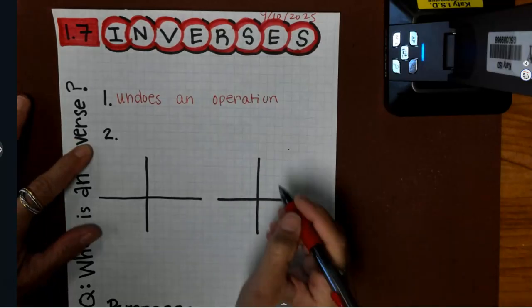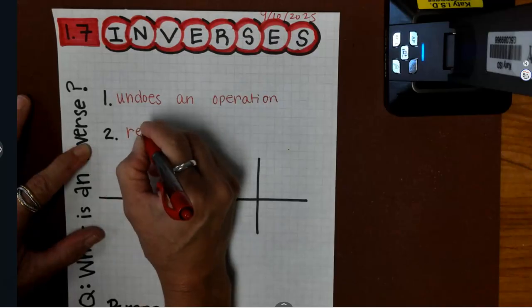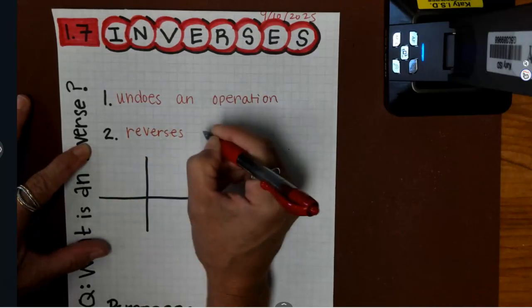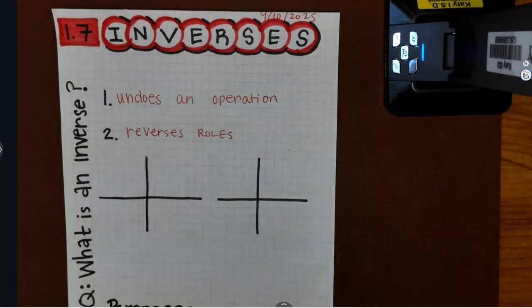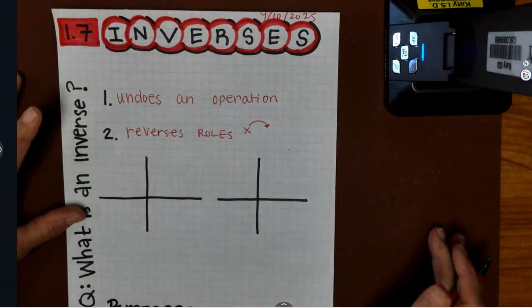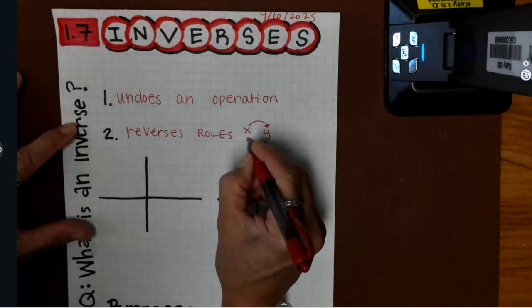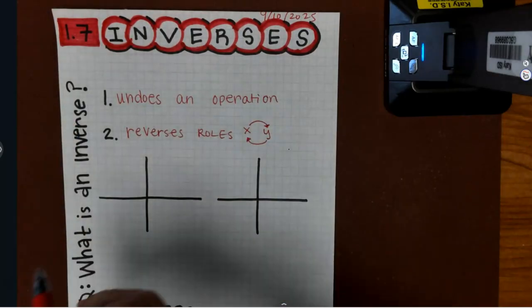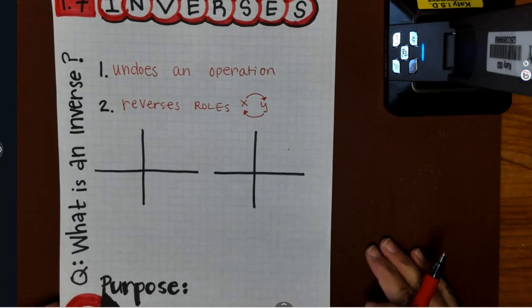An inverse also reverses roles in an equation. There's only two roles in an equation: independent, dependent, input, output, x and y. So the x's are going to become the outputs, and the outputs are reversed into the inputs. So let me show you perfect examples.